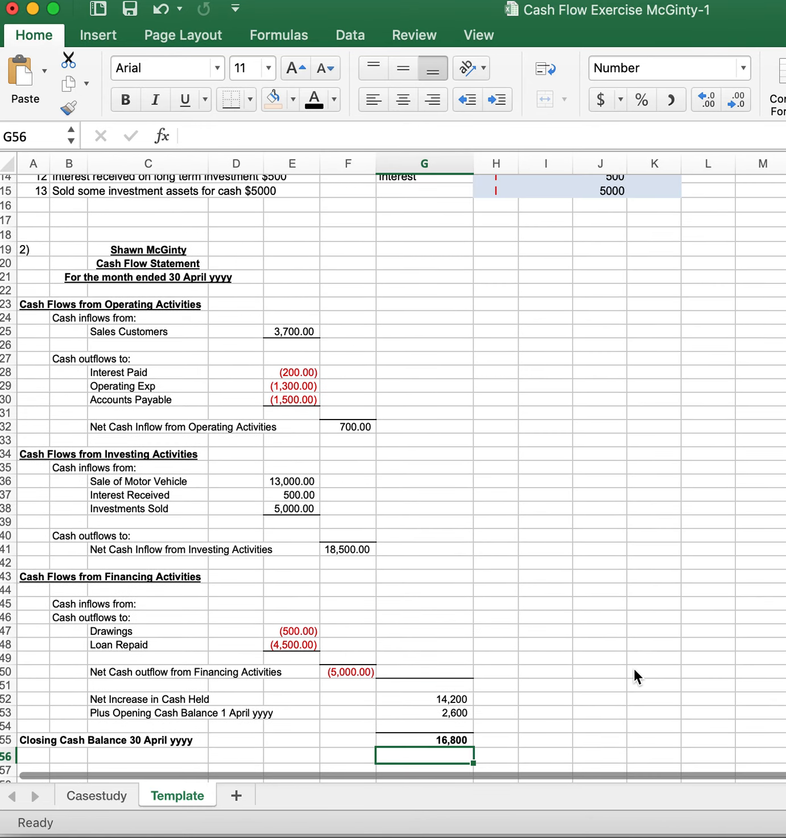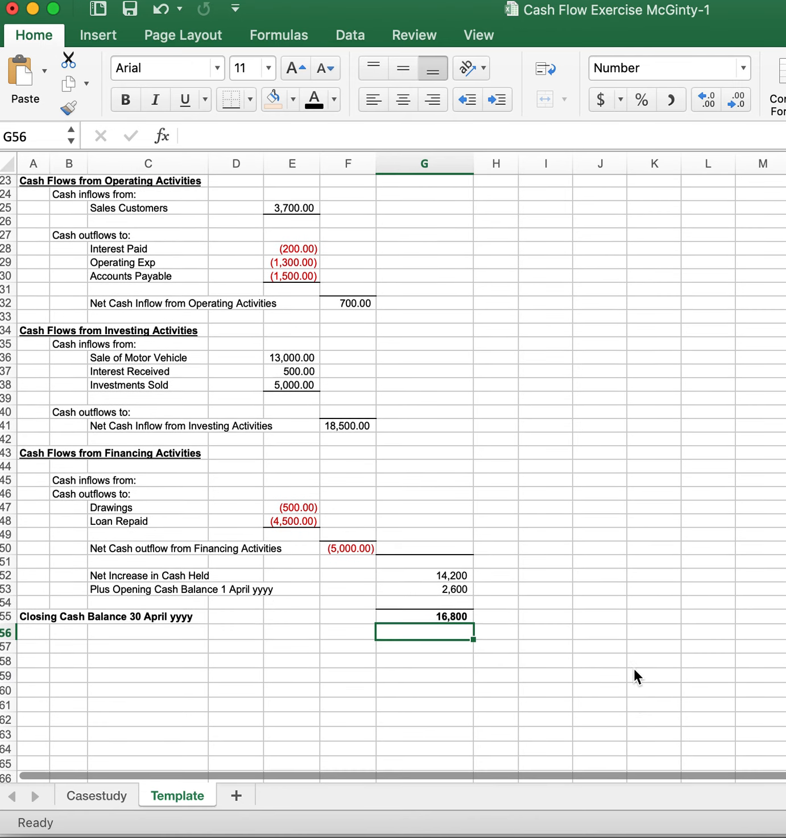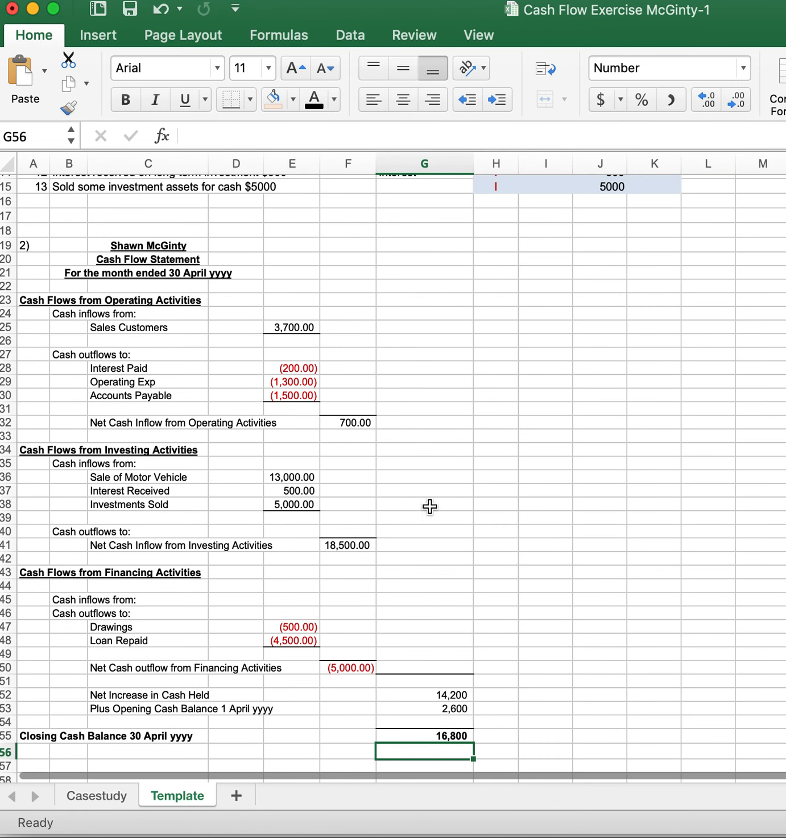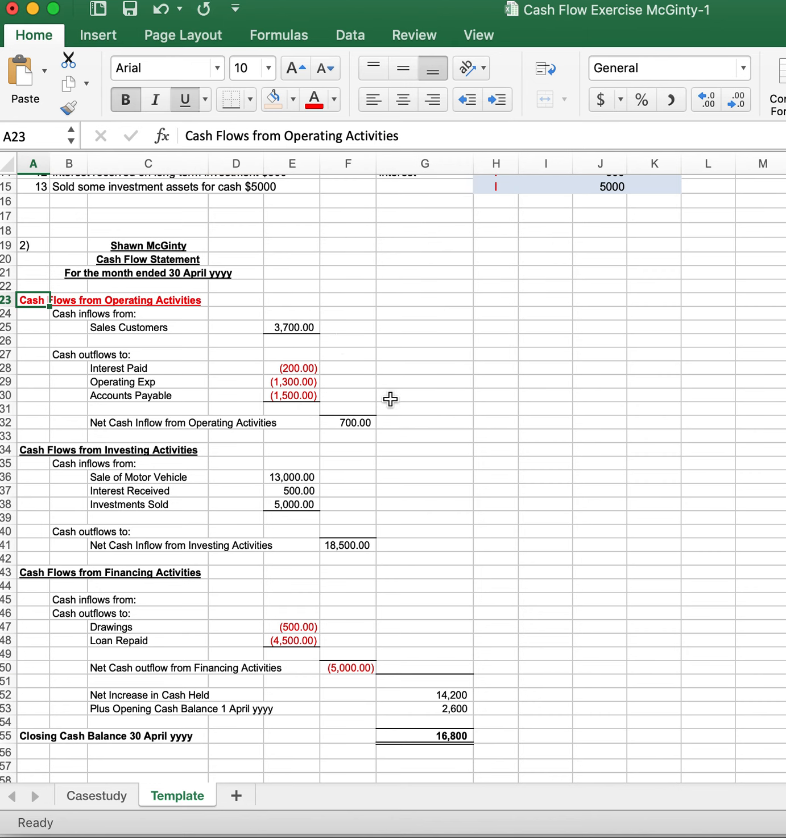So that's the answer to that. That's a cash flow forecast, broken down into the three sections that we know about: operational activities, investments, and financial activities, paying off loans, drawing down loans, putting money in, taking money out. So that's a completed cash flow forecast.